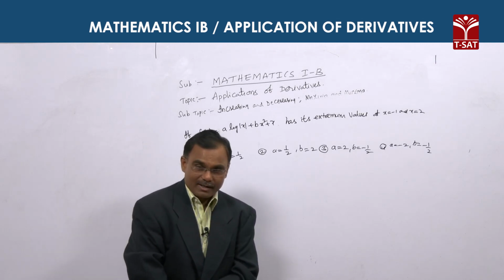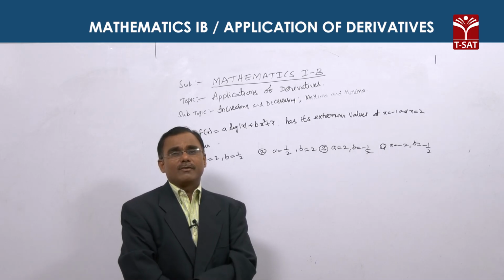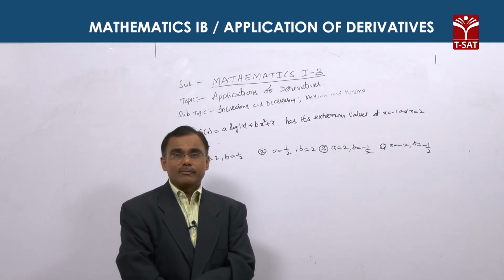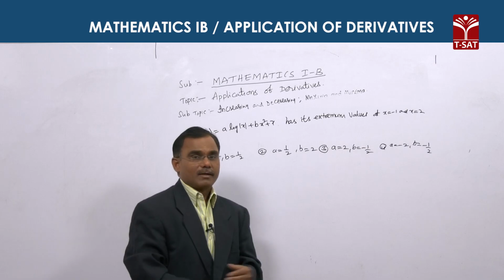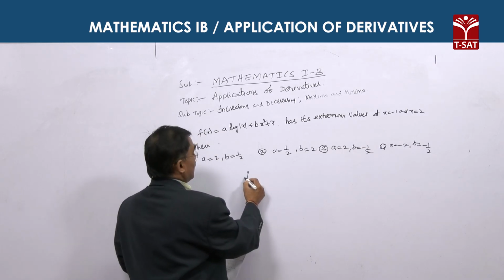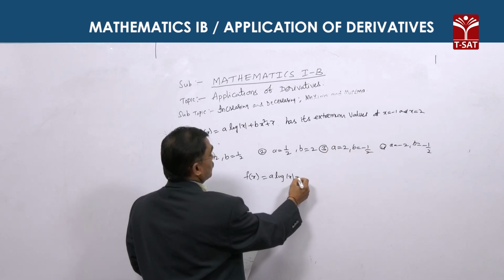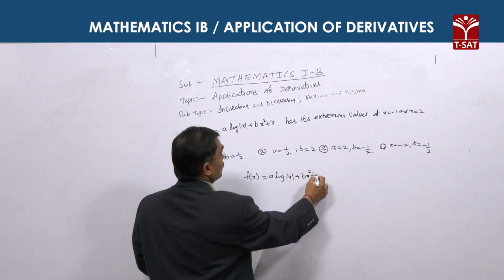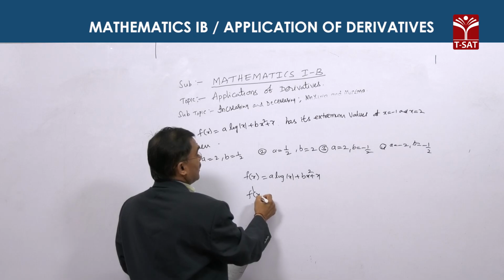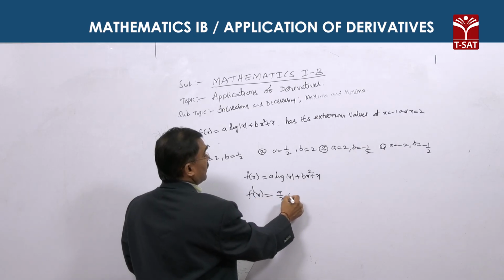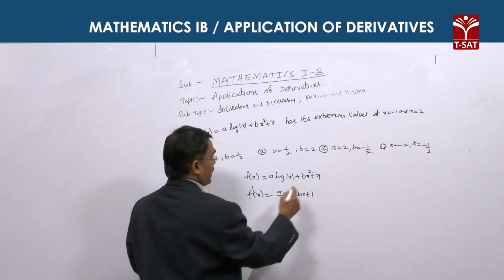Given a function, at extreme values the roots of f dash x equal 0. Using that, find the values of a and b. Here f of x equals a log x plus bx square plus x. What is f dash x? f dash x equals a by x plus 2bx plus 1.